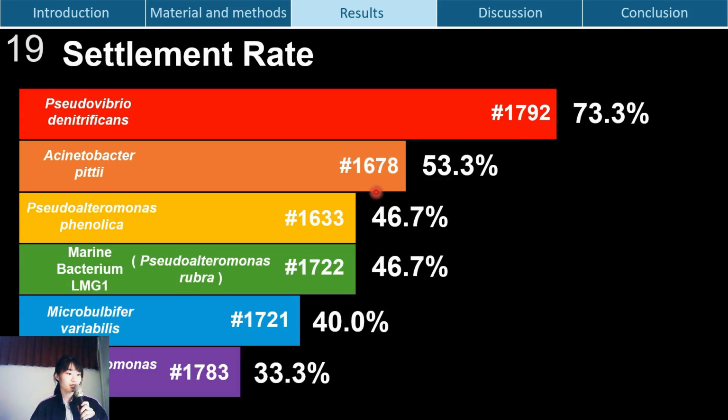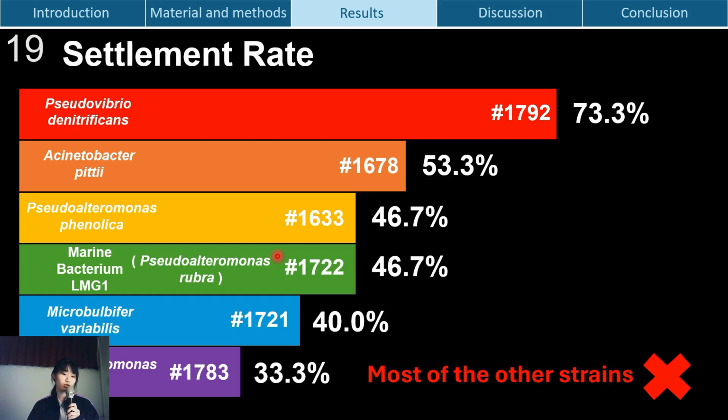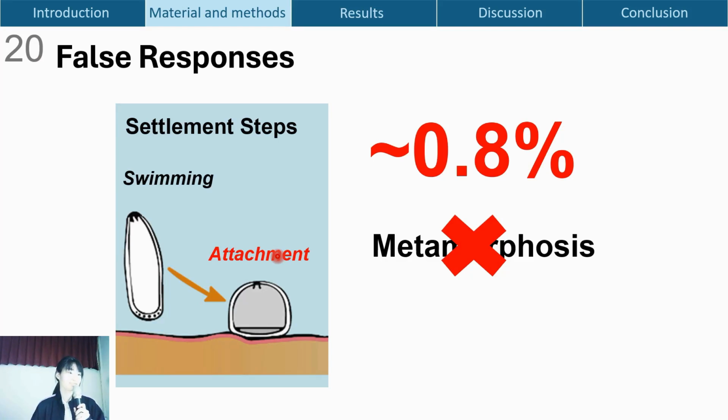I need to mention that this one, although I say it is Pseudoalteromonas rubra, is actually just 99% similar to it, so it's not totally just this species. And except for these 6 strains, the other strains all show no settlement rate, so we can ignore them.